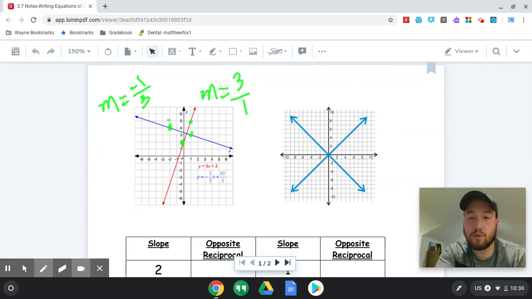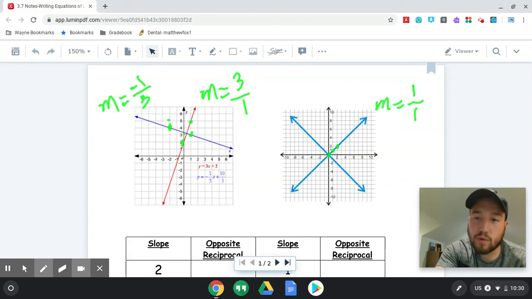The second example here, once again, they're perpendicular because they form 90-degree angles. We start here at the y-intercept. It goes up 1 over 1. That one has a slope of up 1 over 1. And for the other line, down 1 over 1, so the slope would be negative 1 over 1.